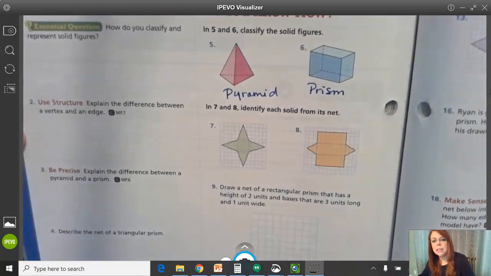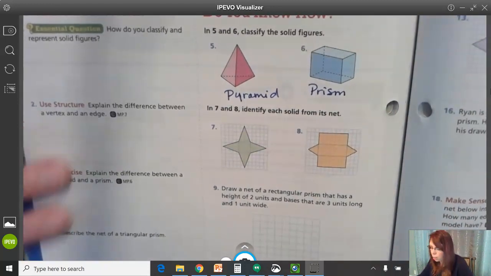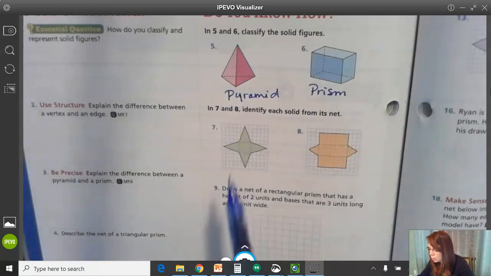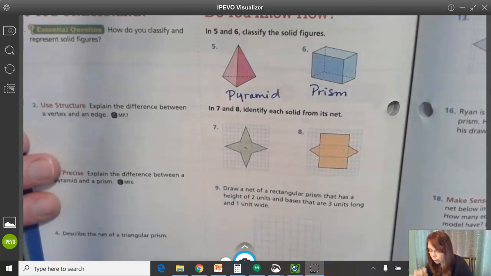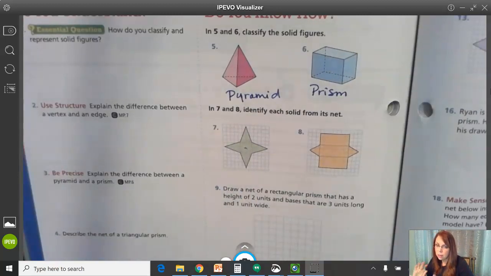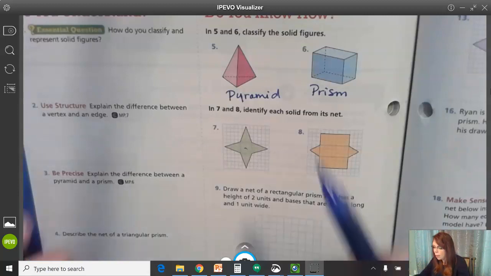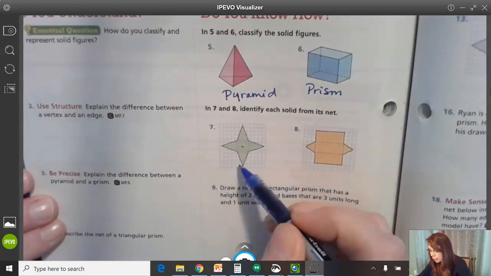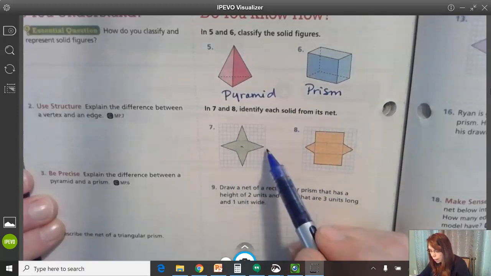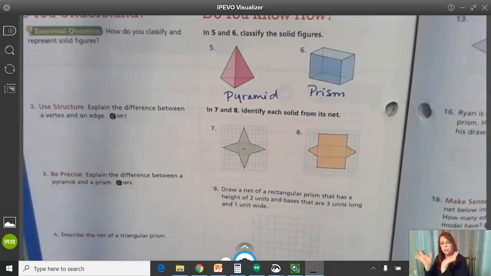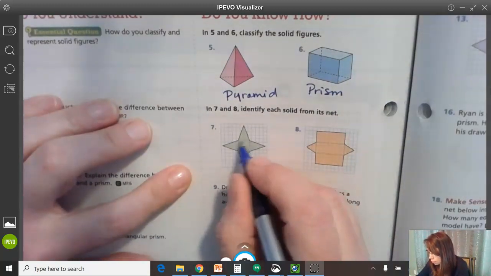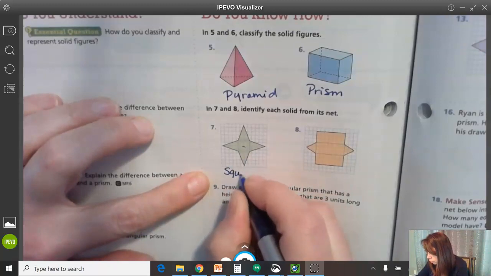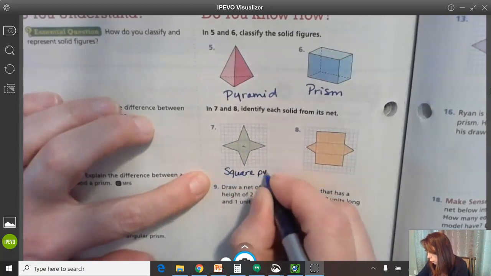Number 7 and 8, it says identify each solid figure. Well, the first thing I'm going to look at is how many bases does it have? It only has one square. So that tells me immediately that this is a pyramid. But just to make sure that I'm right about it, I have to look at what are the sides that connect to that base. They are all triangles. This is going to come up to a point when it's all folded up together. So the base identifies it. This is a square pyramid.